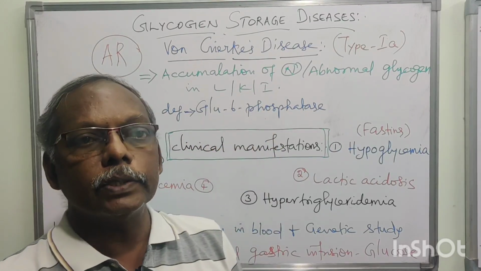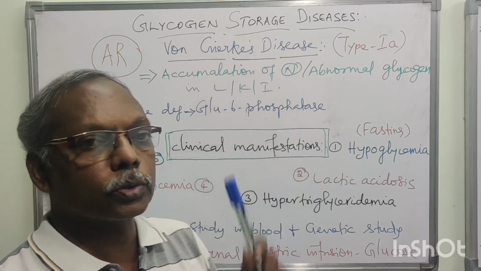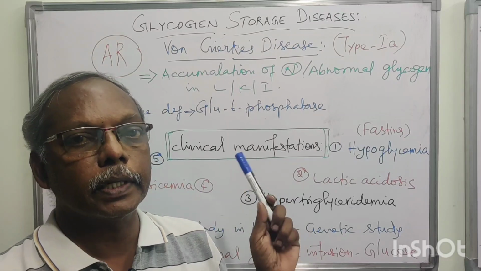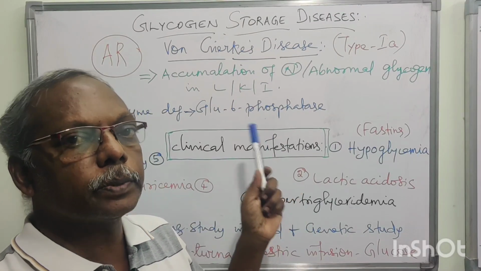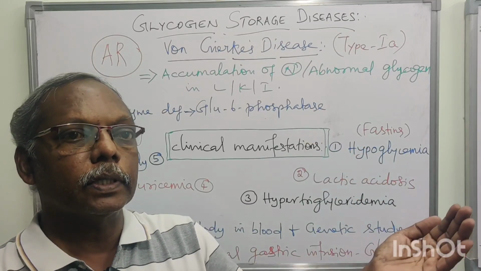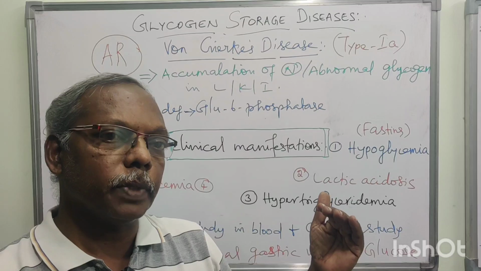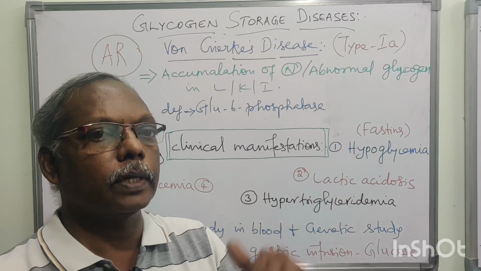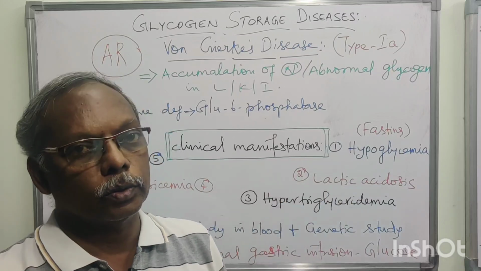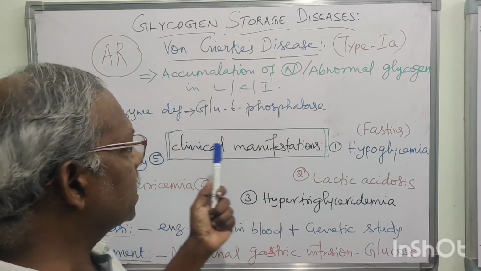The enzyme name is very, very important. The defect of von Gierke disease is glucose 6 phosphatase. If it is present in an organ, it will convert the glucose 6 phosphate into glucose. If there is no glucose 6 phosphatase, glucose 6 phosphate will not be converted into glucose. Okay. So glucose 6 phosphatase is the enzyme name.